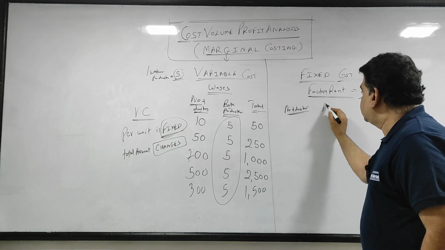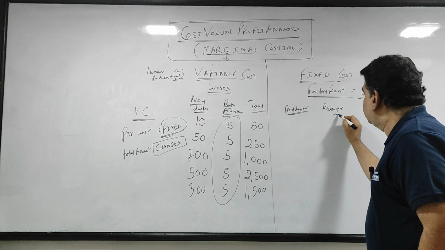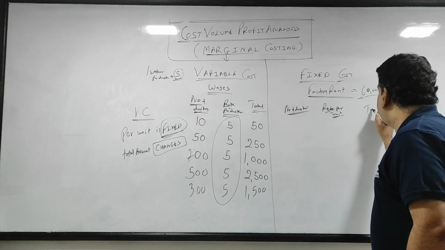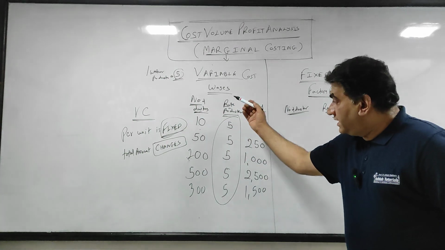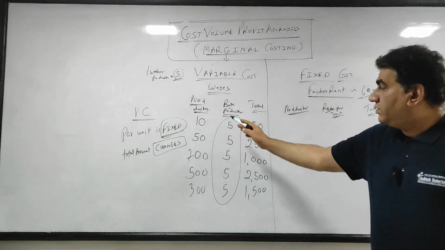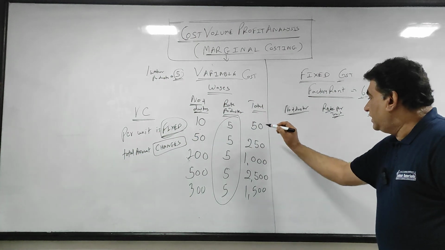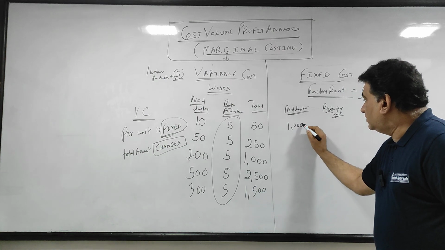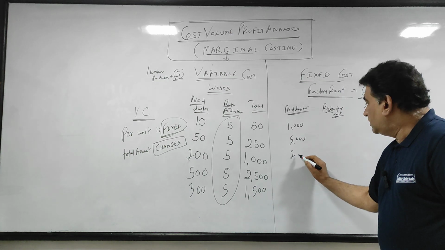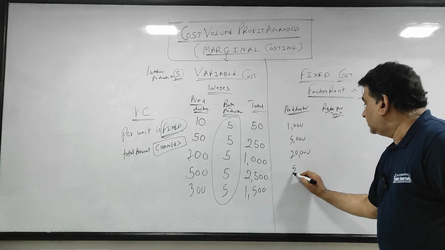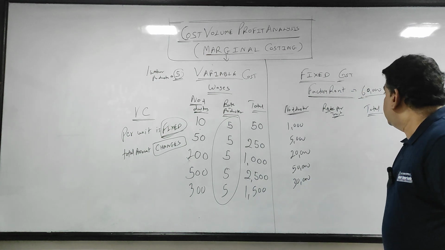Number of dusters, rent or rate per unit, and total. Okay, let's see. Now what I'll do, मैं थोड़ा units को change करता हूँ. I can keep same also, but वो sense नहीं बनेगा. इसको मैं 1000 करता हूँ, 500 को 5000 करता हूँ, इसको 20,000 करता हूँ, इसको 50,000 करता हूँ, और इसको 30.